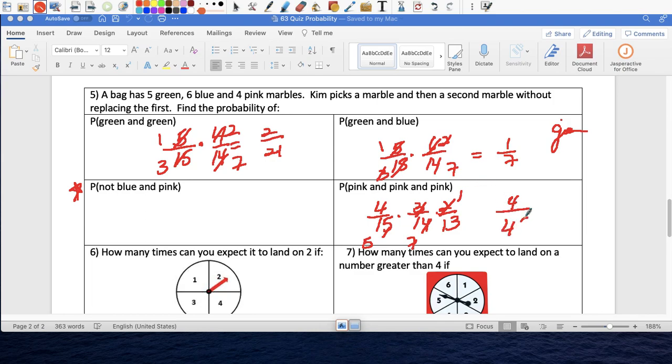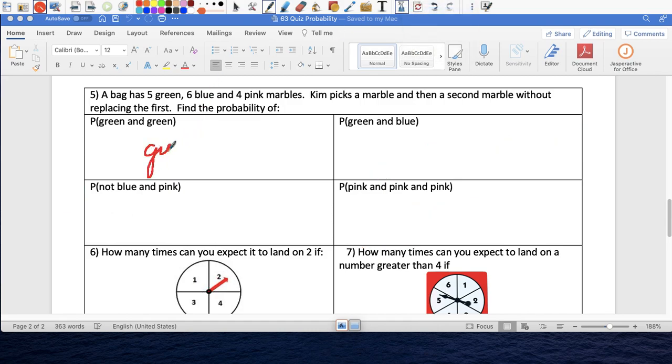And 4, 5, 5. So we had a problem like this in one of our earlier check for understandings. So let's think about not blue. We have 5 green, 6 blue, and 4 pink. The probability of not getting blue on the first try means I either get a green or pink. So let's assume I got a green, so I'm putting the green in my pocket. The probability of not blue means 5 green and 4 pink. So that's 9. I had a 9 out of 15 chance of happening.